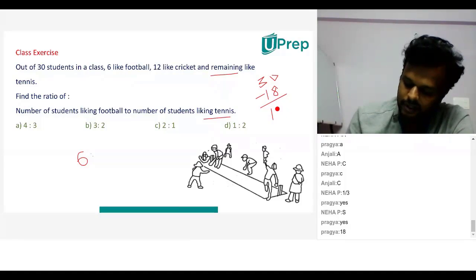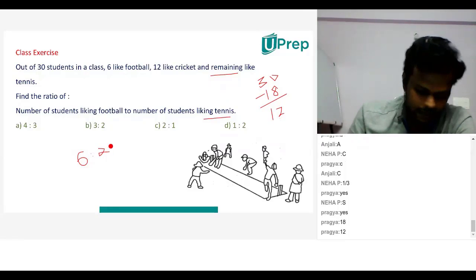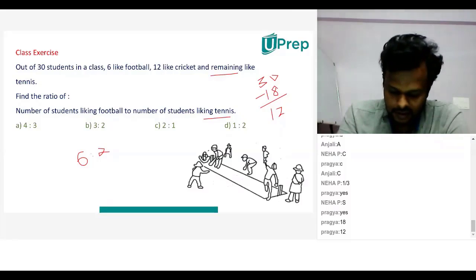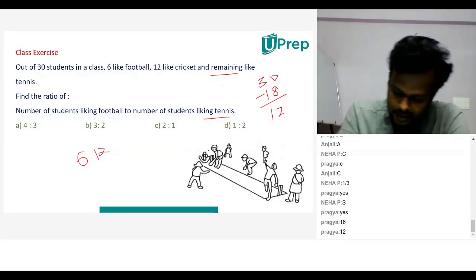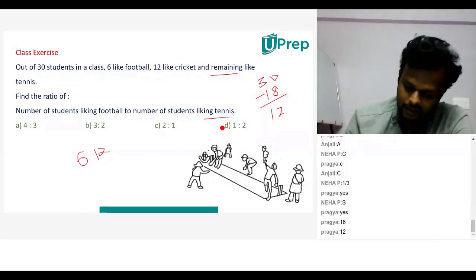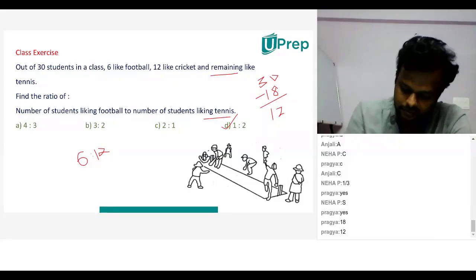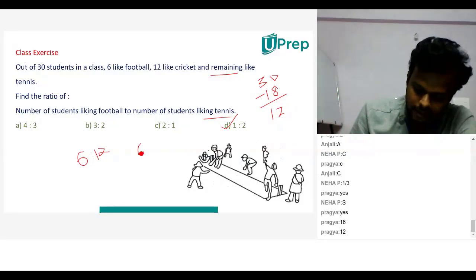So the ratio here they want is 6:2, right? 6:2, if you simplify it, it becomes, no, 6:12, I mean. So Sir, 6:12 is 1/2. 1/2 is nothing but 1:2, isn't it? 6 by 12 can be simplified as.